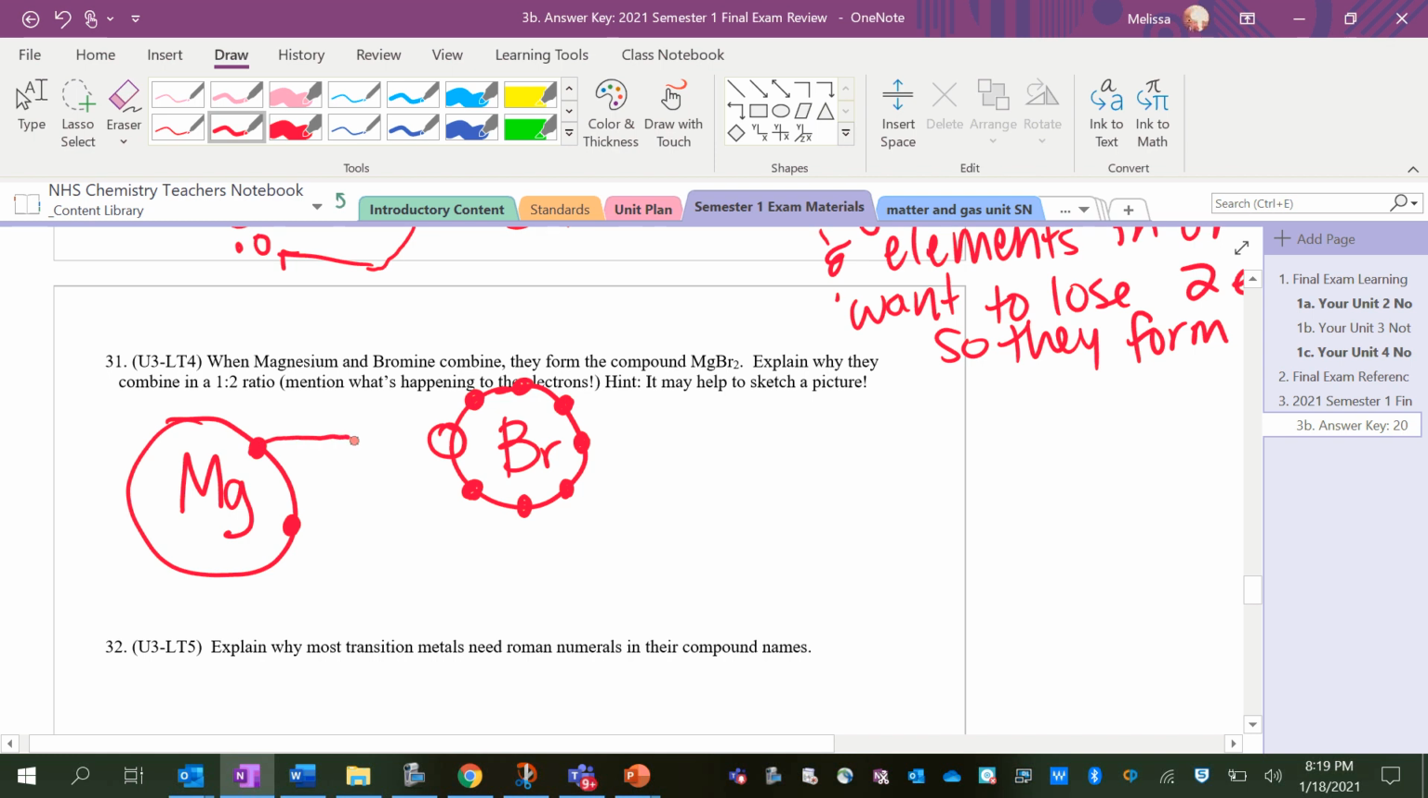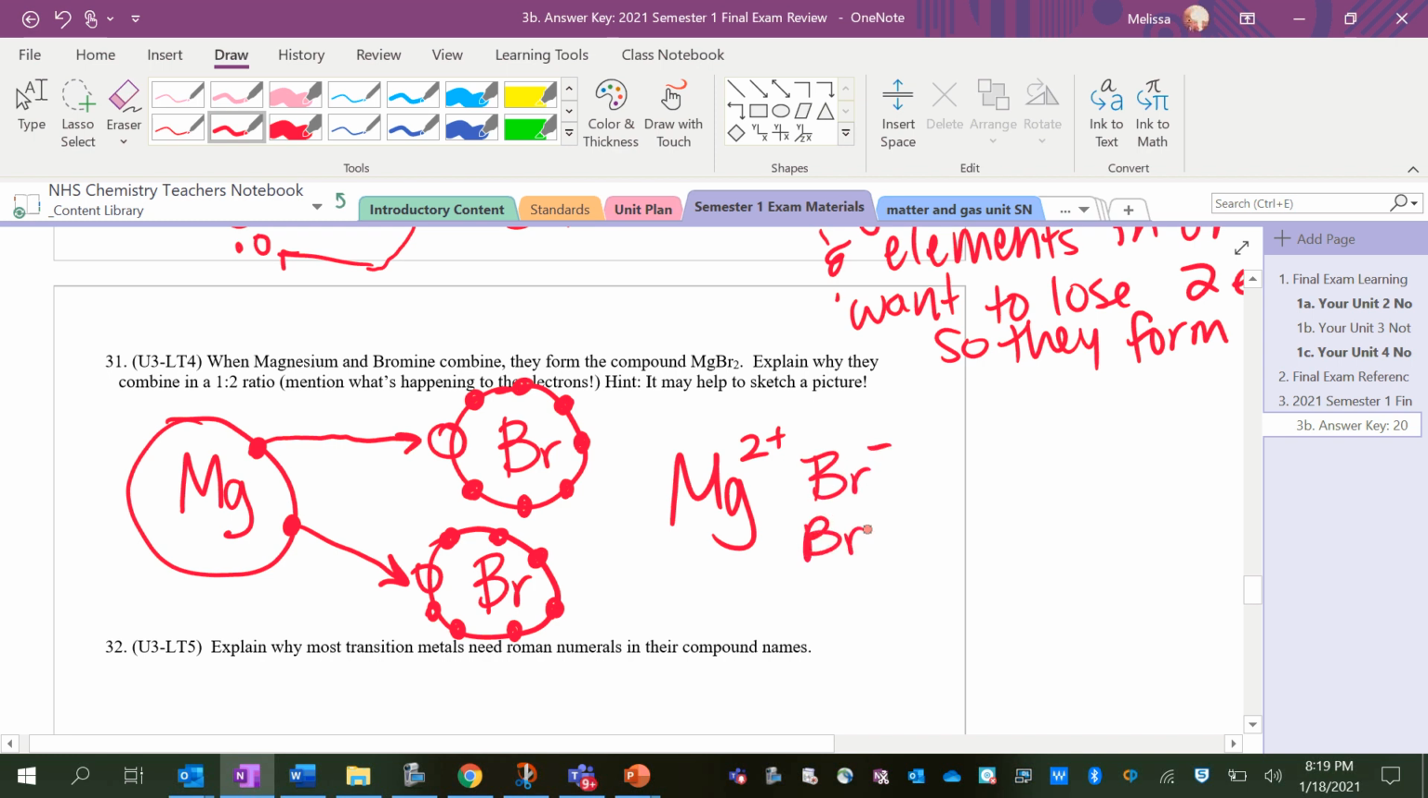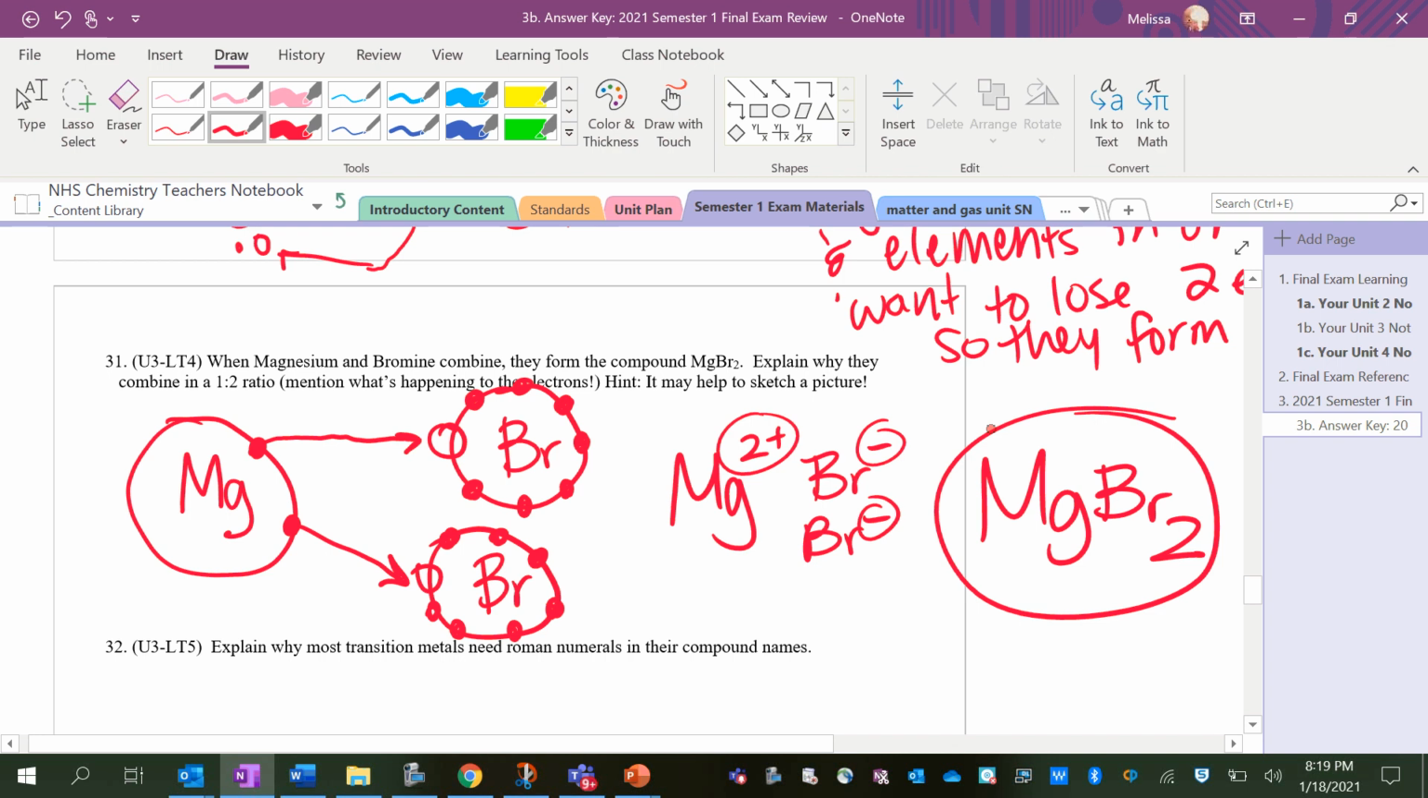So magnesium can lose one of its electrons to a bromine, but it's not satisfied because it wants to lose that other one. So you need 2 bromine atoms in order to satisfy the 1 magnesium. Boom. Oops, didn't draw my arrow very well. Now magnesium will have a positive 2 charge, and each bromine will have a negative 1 charge. So if you add up all of these charges, they add to 0, and that makes it a neutral, happy, ionic compound.